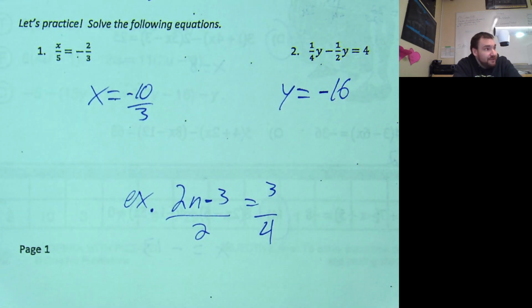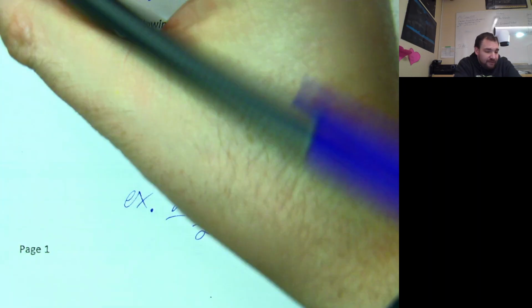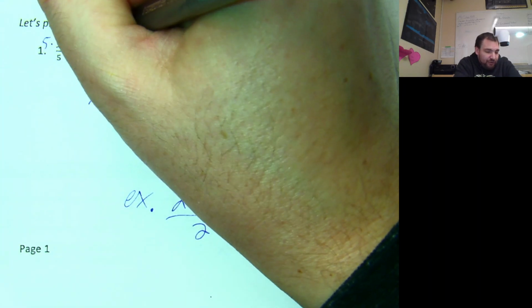Cool. Comments, questions, concerns about either of those two, if we didn't have a chance to get them done. Sure. So, there's 2 ways we can do it. Number 1 is actually very similar to one of the old questions that we did. If I have x over 5 equals negative 2/3, that one I could get rid of all the denominators, or I could just do what to isolate for x? I could just multiply by 5.